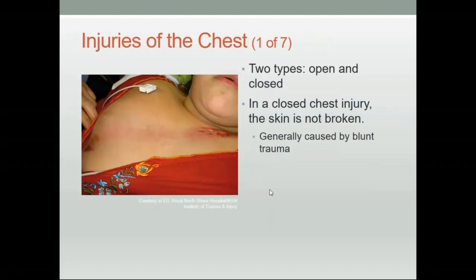Injuries of the chest. This is a closed injury. This is a seatbelt injury. You can see that redness, erythema is the name for that redness. You can see that erythema and some abrasions from that seatbelt coming across the chest and that rapid deceleration in a motor vehicle collision.